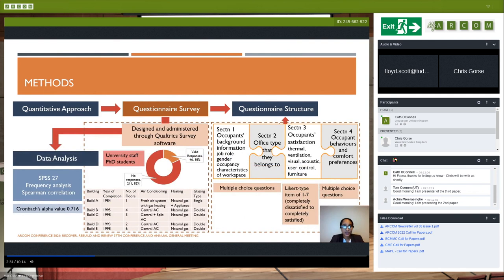This slide explains an overview of research methods. We have used a quantitative approach with the questionnaire survey administered through the Qualtrics survey platform. The questionnaire consisted of four sections.